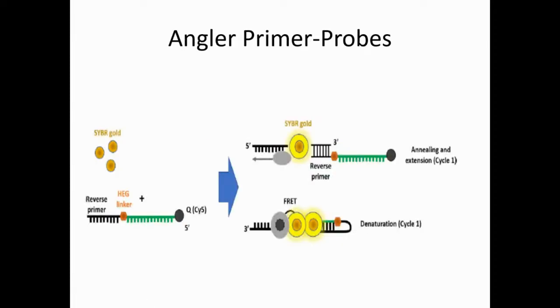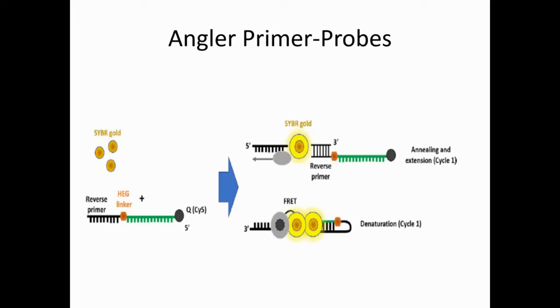And the angular primer probe basically has a DNA sequence identical to the target, which is bound to a reverse primer through a hexaethylene glycol linker, HEG, all right? And it has an acceptor fluorescence moiety at its 5' end, okay? And the SYBR Gold DNA intercalating dye is employed in the assay as a donor fluorescent moiety, all right?